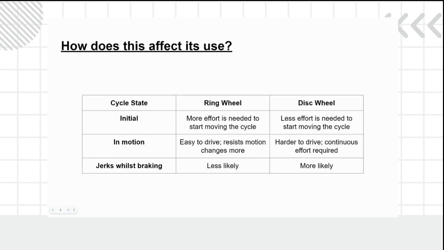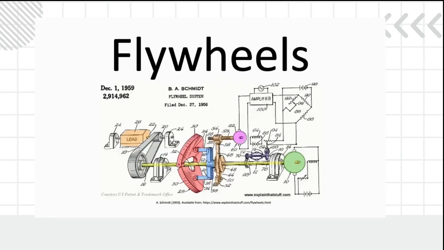However, what exactly does this mean when using these wheels in practice? The ring wheel will initially be harder to move as more effort is required, but will be easy to drive with when it is already in motion. Jerks whilst braking will be less likely as well. Its counterpart has the opposite qualities for everything I've mentioned before. The ring wheel's ease of use is why it is widely used as opposed to the disc wheel, which is more prevalent in sports.